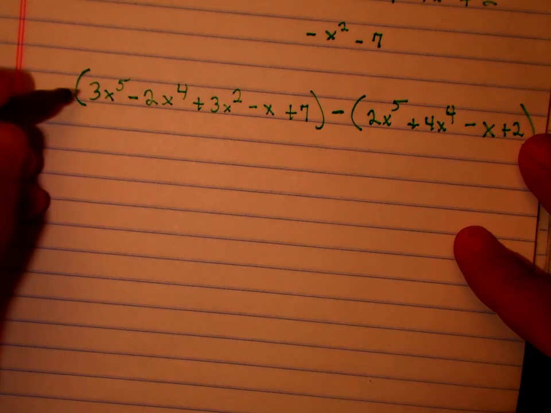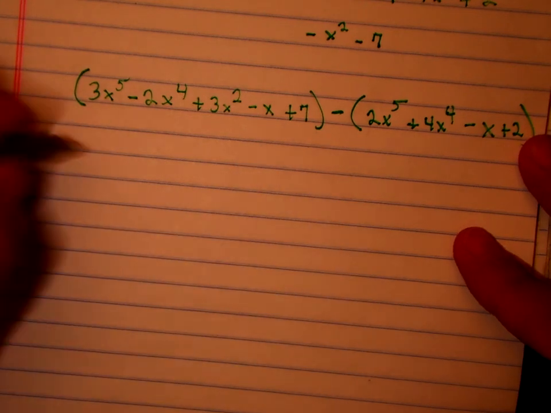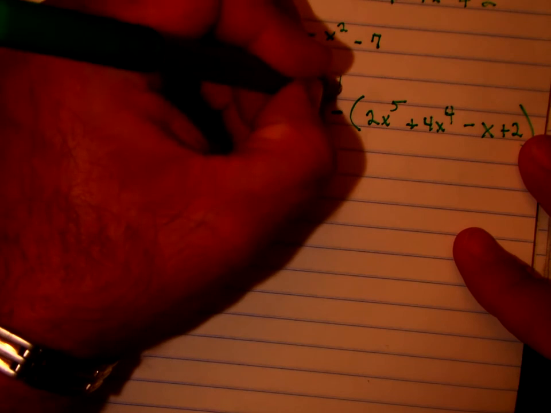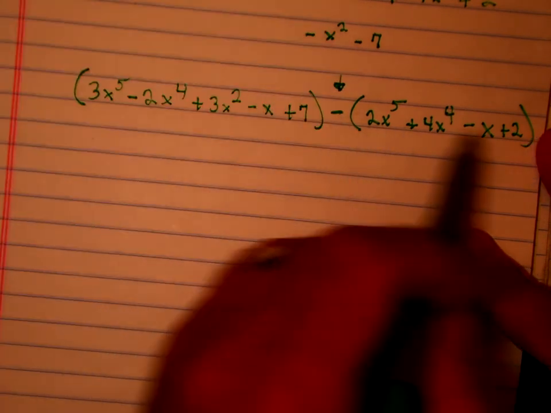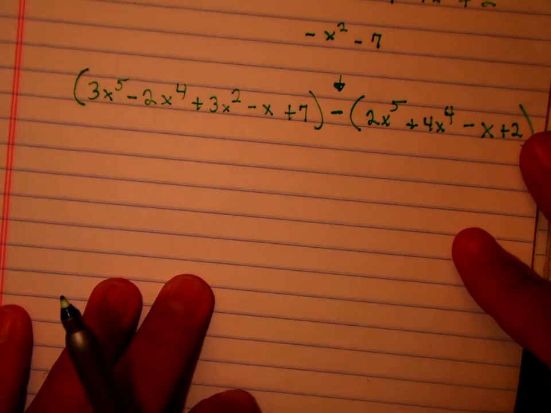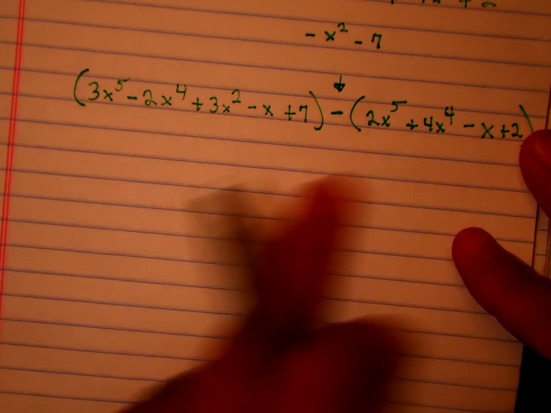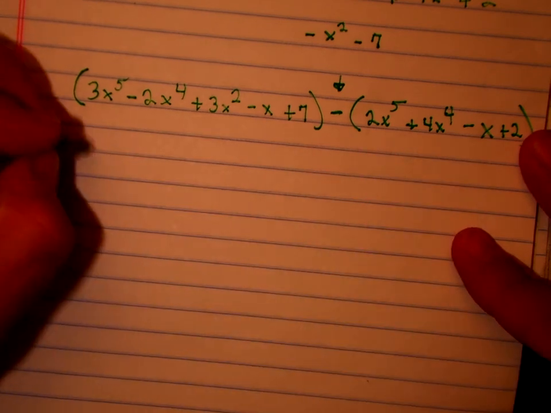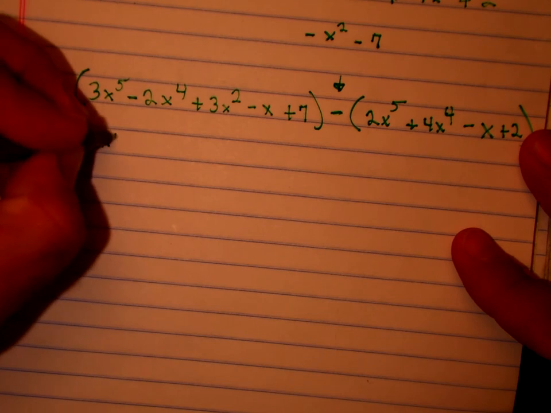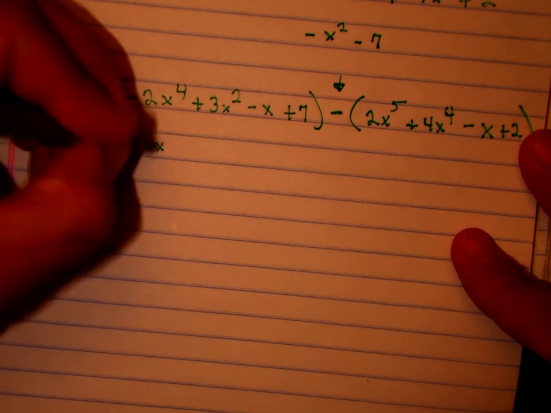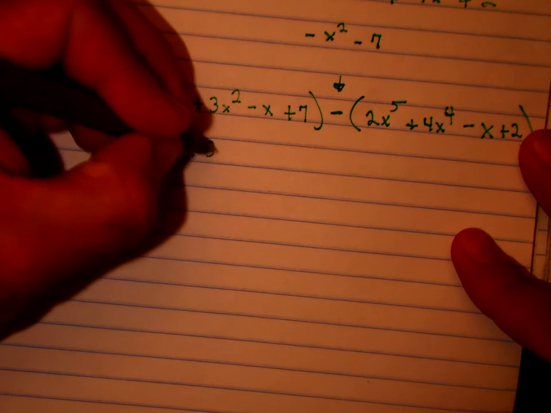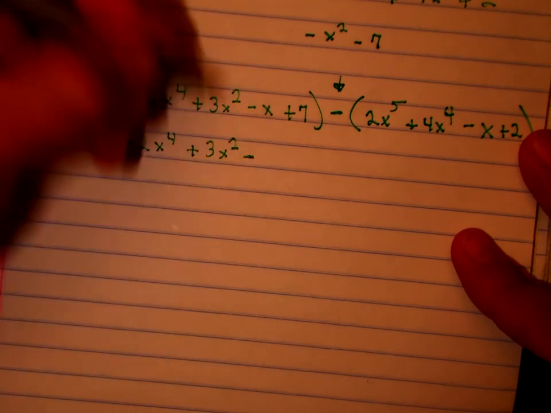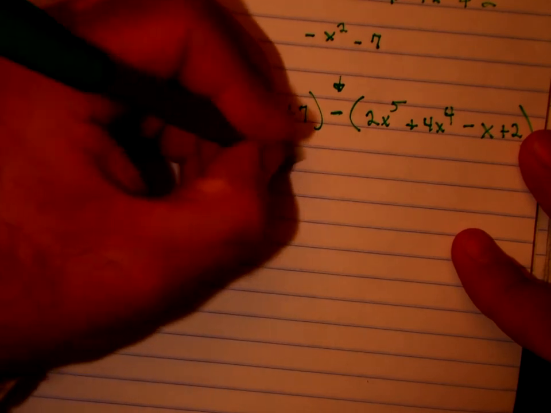Okay, so I write out the first one because that one's not going to change. Because it's subtraction, I know that all of these signs must change. And so I don't get confused, I match them up from the beginning. So I write it out, 3x to the 5th minus 2x to the 4th plus 3x squared minus x plus 7.